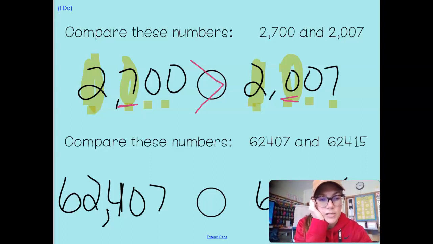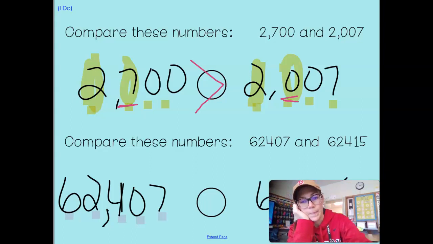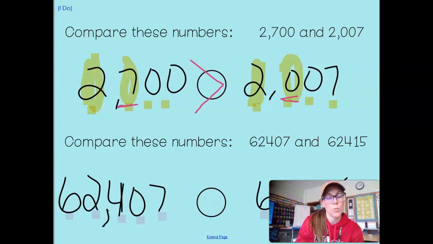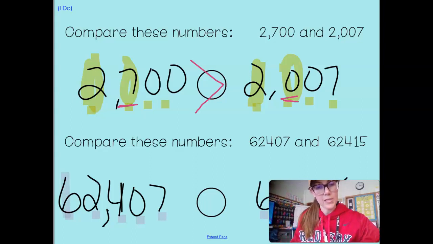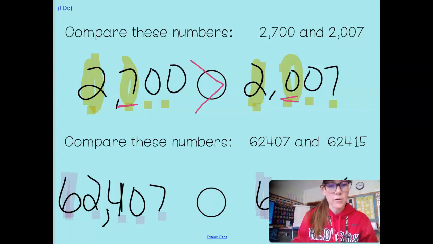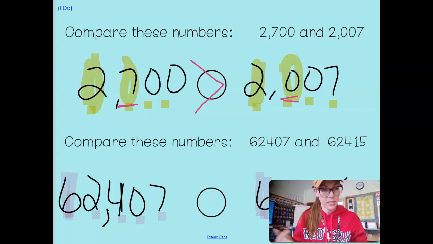First, let me count my digits. 1, 2, 3, 4, 5. 1, 2, 3, 4, 5. So let's check. Does one number have more digits than the other? No, they have the same amount of digits. So because of that, I can't say one number is greater yet. I have to go by place value. First, I'll start in my 10,000s. I have a 6 and a 6. That means my 10,000s is the same. A 6 for 60,000 and a 6 for 60,000.